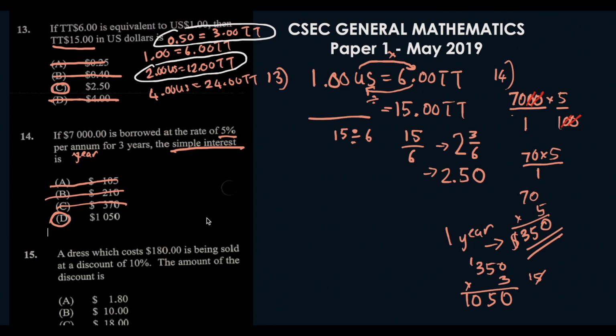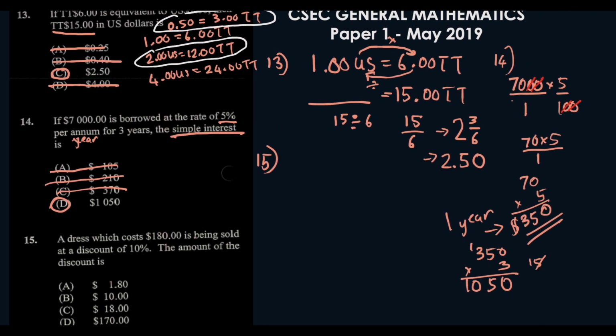All right, so let's look at this last one here on this page. A dress which costs $180 is being sold at a discount of 10%. The amount of the discount. So we need to know the amount of the discount, not the discounted price, the discount. So what is the discount? 10% of the original. So that would be 180 times 10 over 100. So if we cross off some of these zeros, all right, so now we need to do it again. We are left with 18 times 1, which is $18. So that is the discount.